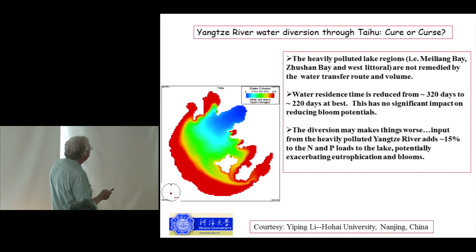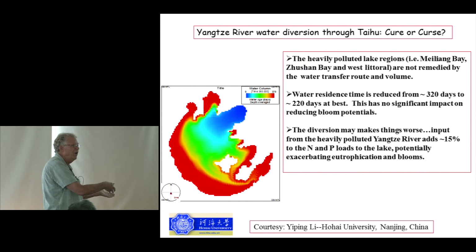The other problem was that they were only able to reduce the residence time from about a year to 220 days. And that's plenty of time for the algae to grow many generations. So they just physically could not reduce the residence time enough to flush the algae out. And perhaps the worst problem is that the Yangtze River itself is very polluted with nutrients. So you're actually putting more nutrients into the lake, trying to clean up the problem.